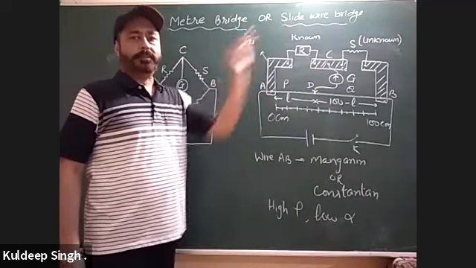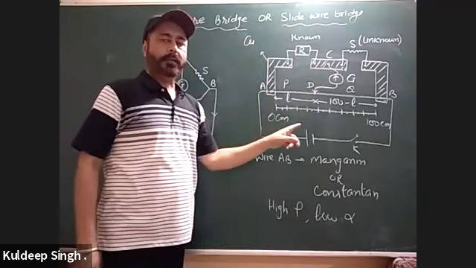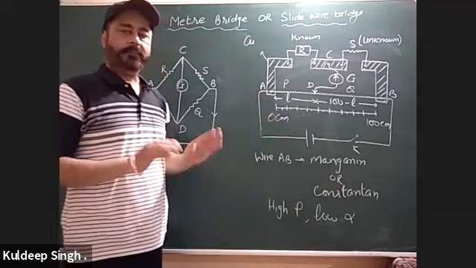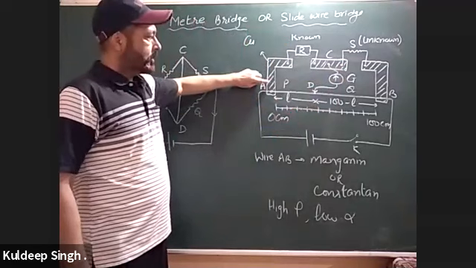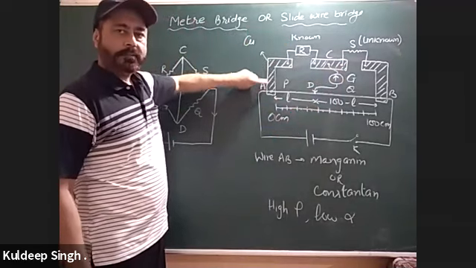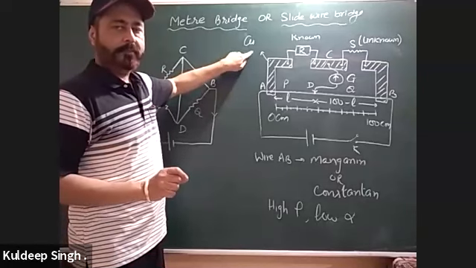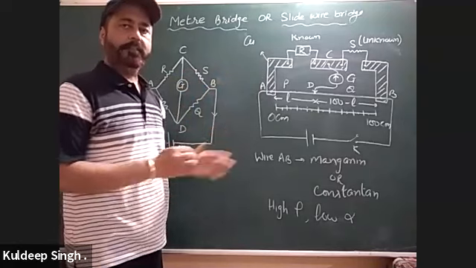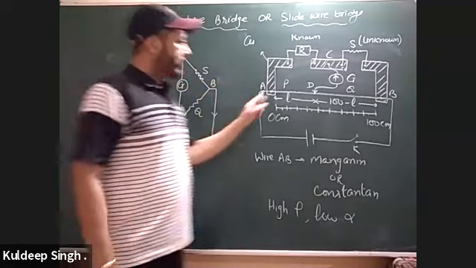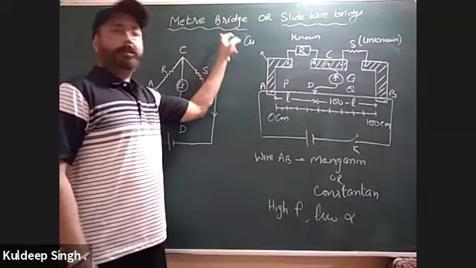slide wire bridge. Basically, there is a wooden plank, and over that wooden plank we have fixed all these components. Now here, these are the copper thick strips, because copper has a very small resistance, and when you use thick copper strips, the resistance further decreases. And there is a wire, 1 meter long wire. That's why it is called meter bridge.